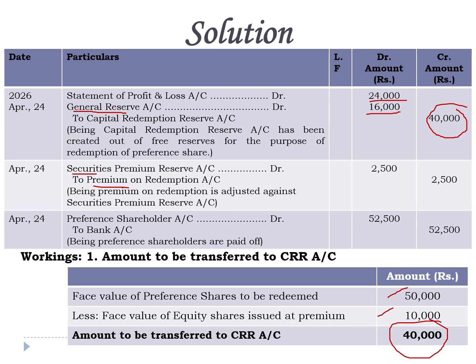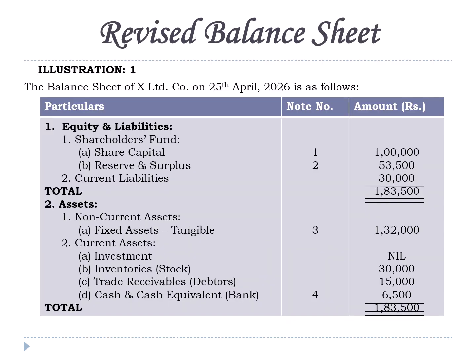Next, we will move forward to the revised balance sheet. This is the revised balance sheet just after the redemption of preference shares, which stands at share capital 1 lakh, reserve and surplus, current liabilities along with the other fixed asset, tangible asset and bank balance. So I will move forward to the notes to accounts.